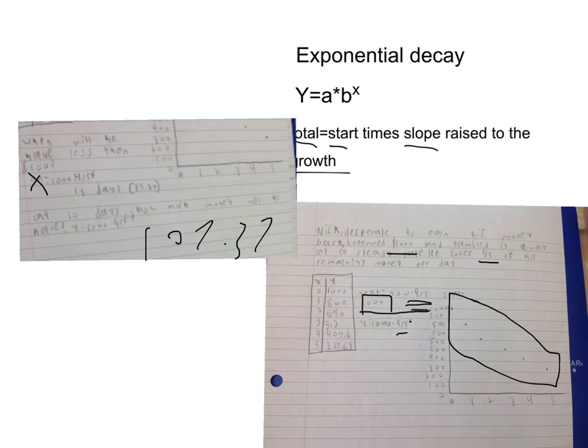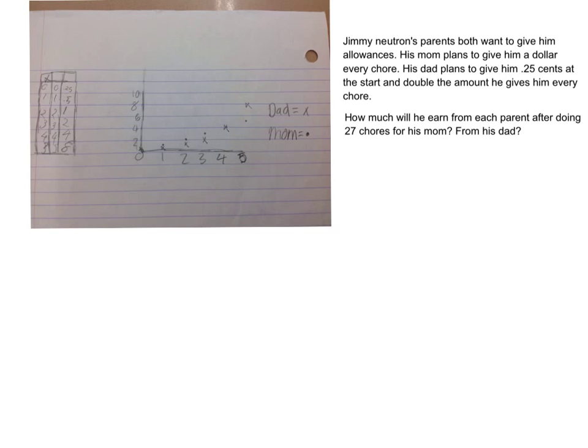107.37 would be your answer. In this problem, Jimmy Neutron's parents both want to give him allowances. His mom plans to give him $1 every chore. His dad plans to give him 25 cents at the start and double the amount he gives him every chore.